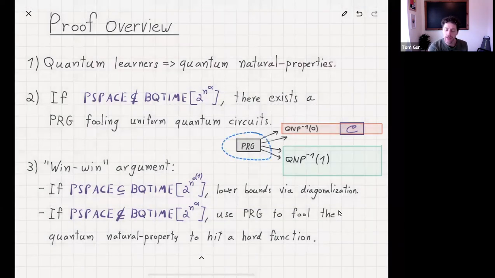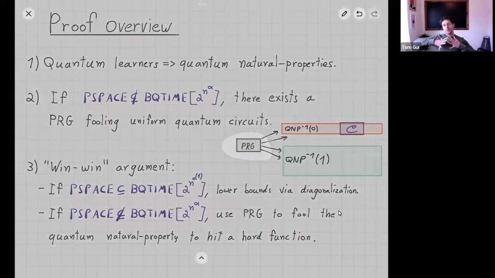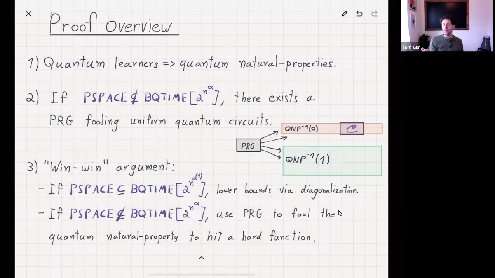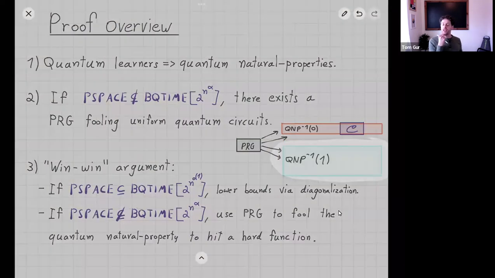We take this pseudo-random generator and use it to produce a huge, exponential size truth table of a function. So we use the PRG to produce lots of functions. The point is that we want one of these functions to be outside of C. This is a PRG, so we can explicitly get these functions. But this is where the beauty of natural properties comes in. Think about this green space, all of the things on which the quantum natural property algorithm would say yes.